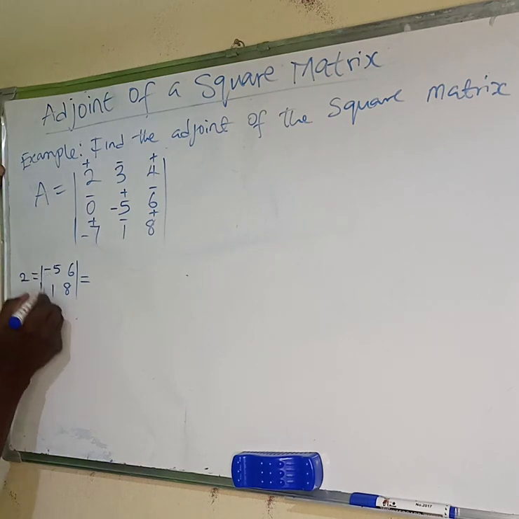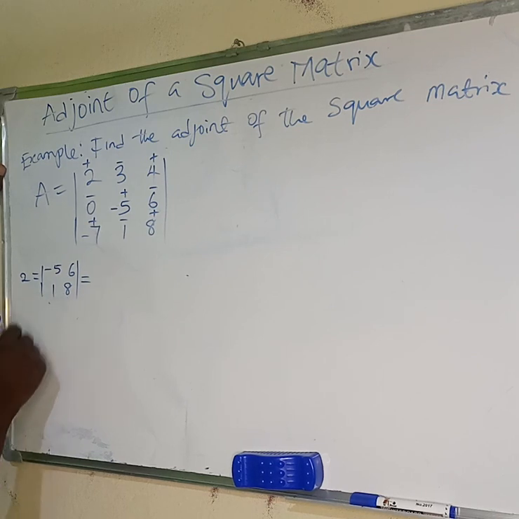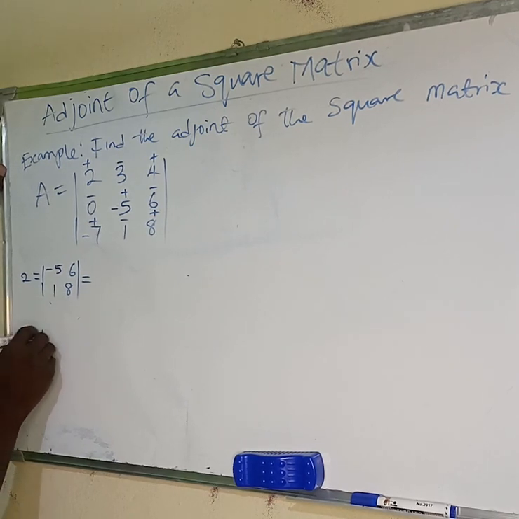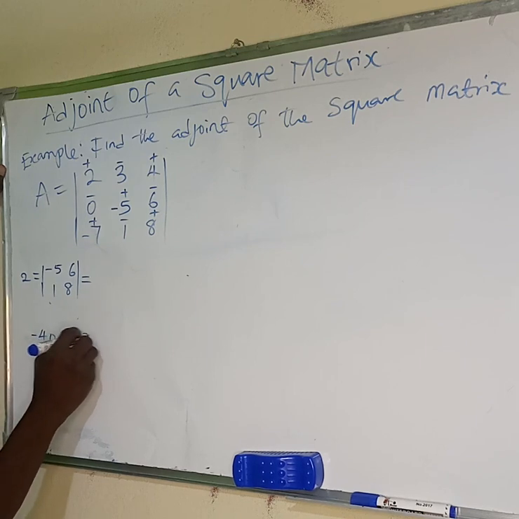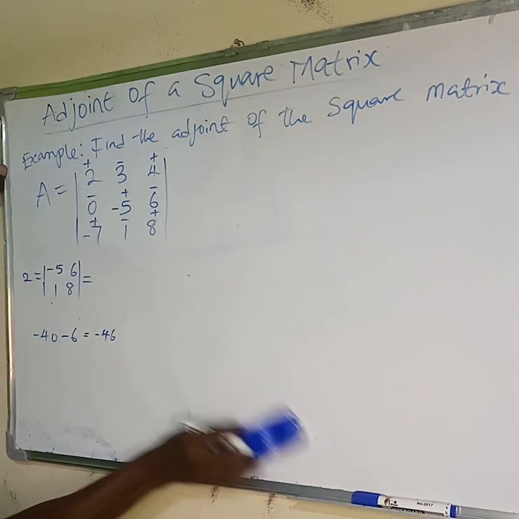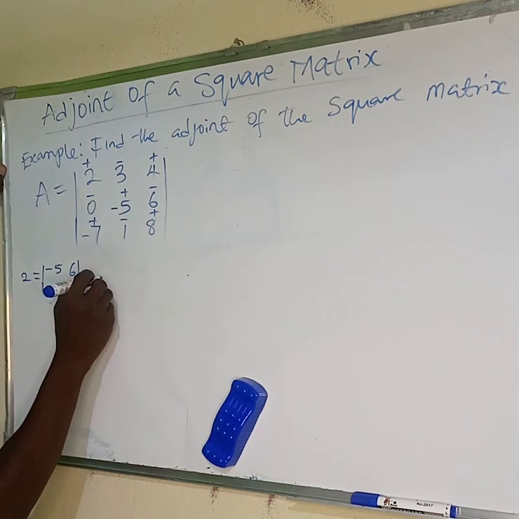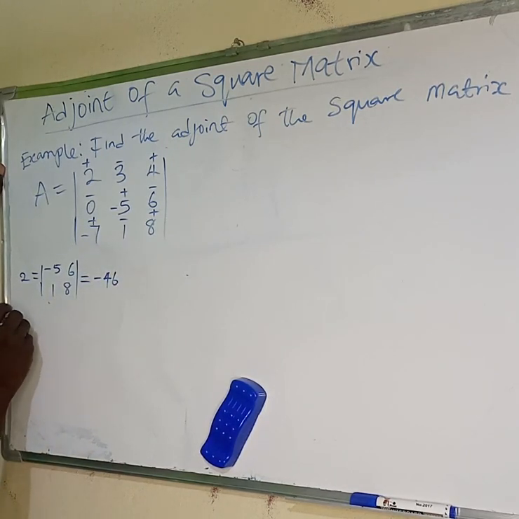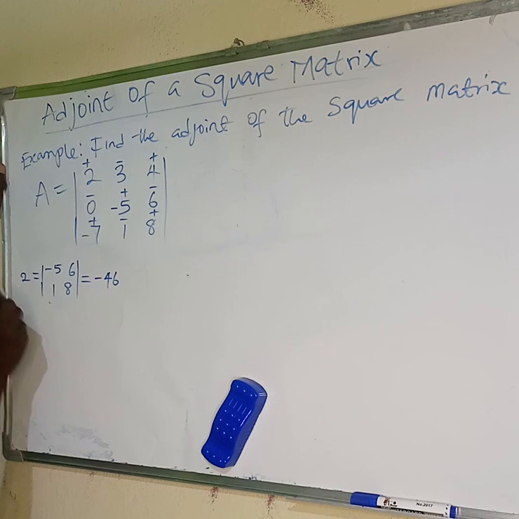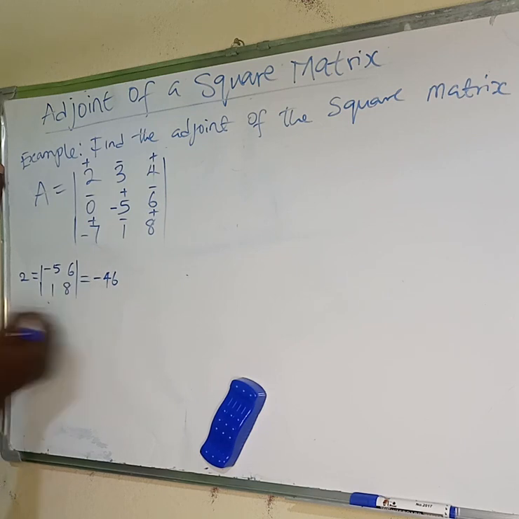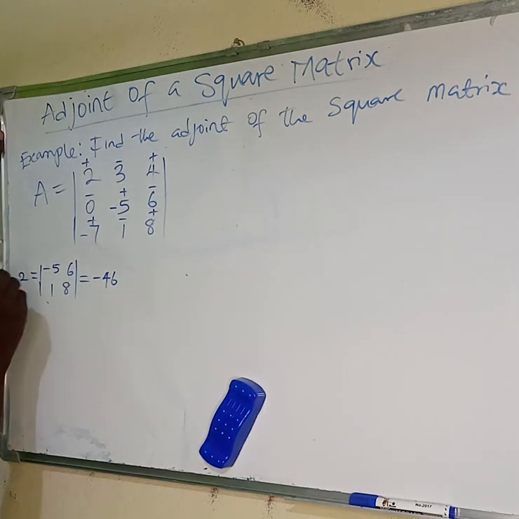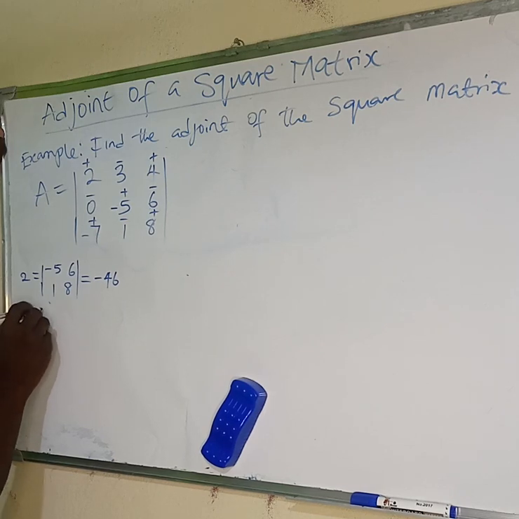So negative 5 multiply 8 will give us negative 40. Then 1 multiply 6 will give us 6. So negative 40 minus 6 will give us negative 46. You get that? So this thing here will be negative 46. We move to the next one. But don't forget, the place value sign for 2 is positive. Even if we add positive in front of this, positive with negative will still give us negative 46. Don't forget that.